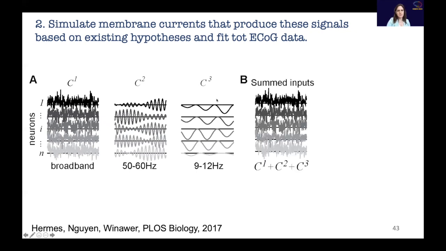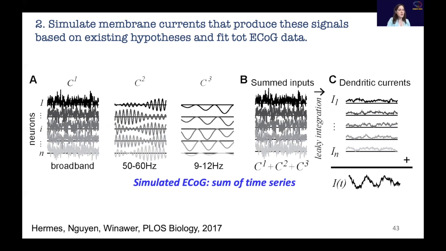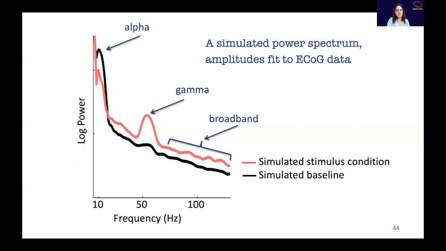And we sum these inputs and apply a leaky integration to simulate the dendritic currents in each of these neurons. Then, in order to simulate an ECOG signal, we sum the time series. Here you can see the simulated power spectrum amplitudes fit to ECOG data, where there's a simulated baseline condition in black and a simulated stimulus condition in red, with a certain level of broadband increase, a certain level of narrowband gamma increase, and a certain level of alpha decrease. Again, methods to characterize and parameterize the power spectrum are essential here to fit each of these components with our simulated signal.